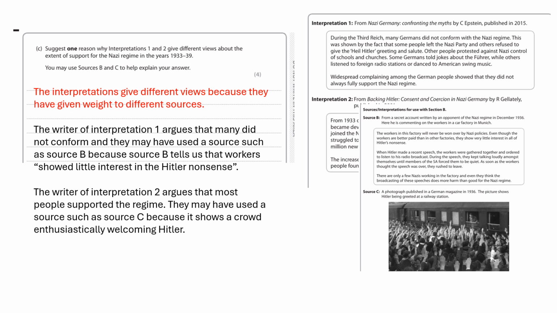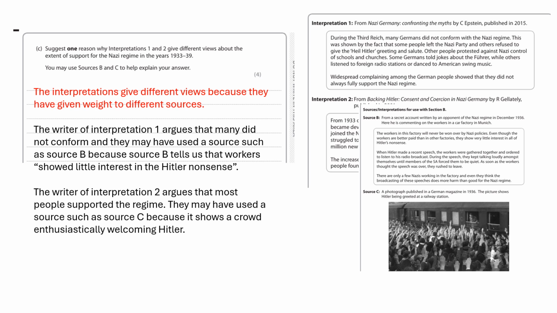So the interpretations give different views because they have given weight to different sources. The writer of interpretation 1 argues that many did not conform and they may have used a source such as source B, because source B tells us that workers showed little interest in the Hitler nonsense. The writer of interpretation 2 argues that most people supported the regime. They may have used a source such as source C because it shows a crowd enthusiastically welcoming Hitler. So we've said they give different views because they've given weight to different sources, and then we prove it.